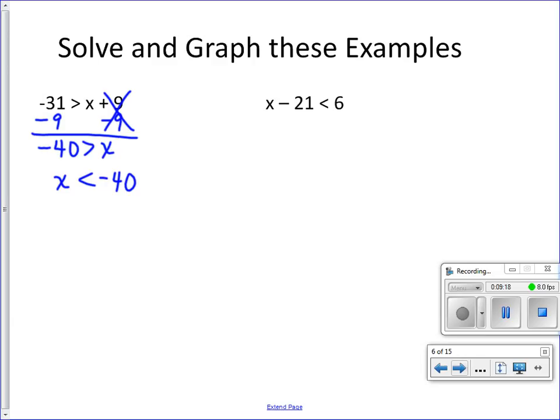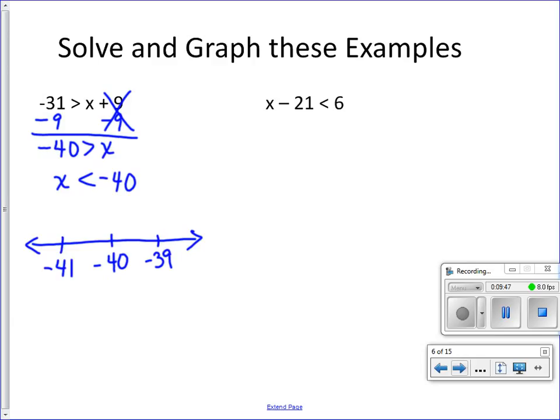Now, when we go to graph this one, you don't have to draw a big long number line. I like to make sure that we get at least 3 numbers on our number line. So I'm going to start at negative 40, since I know that's where my circle point is going to go. And let's see, 1 to the right would be negative 39. 1 to the left would be negative 41.